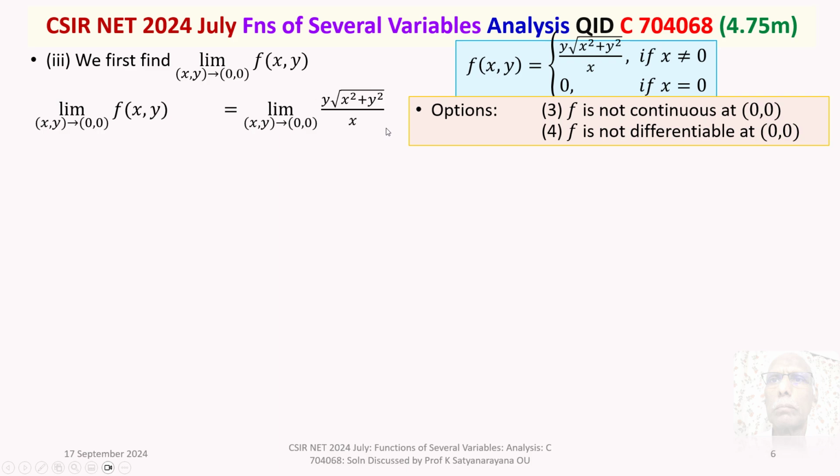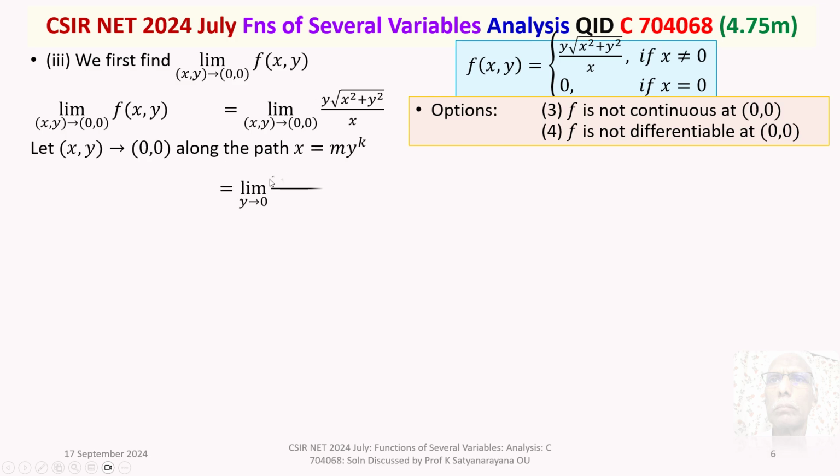Now let x, y tend to 0, 0 along the path x is equal to m y power k, where k is to be found appropriately. Right. Now let's get into it.